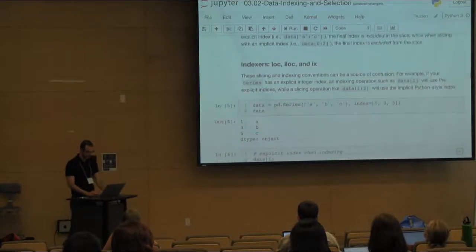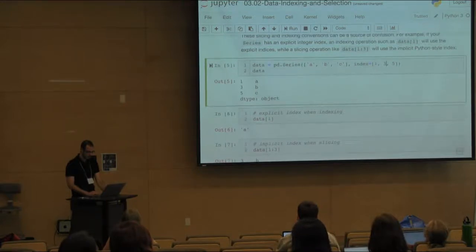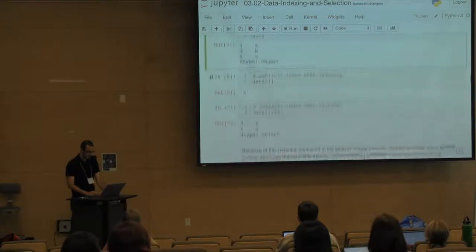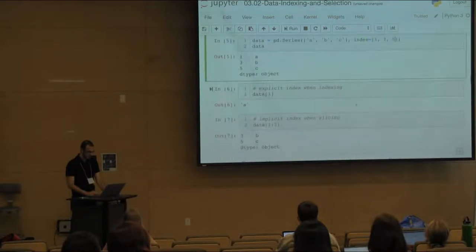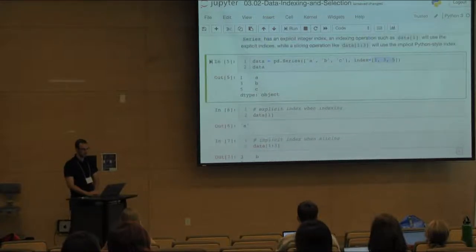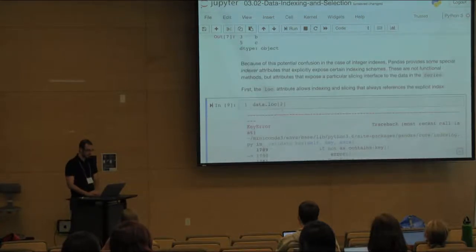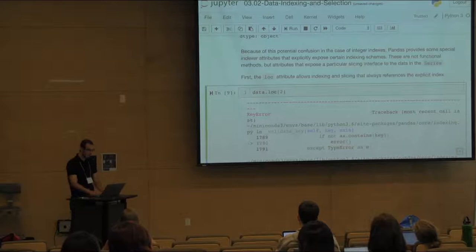But let's say I do something like this. 2. Okay, 2 will work. Notice that we indexed here, right? Our indexes are 1, 3, and 5. There's no 2, even though 2 would be the third value, right? So if I do this, that fails. If I didn't have this loc thing, that shouldn't fail.